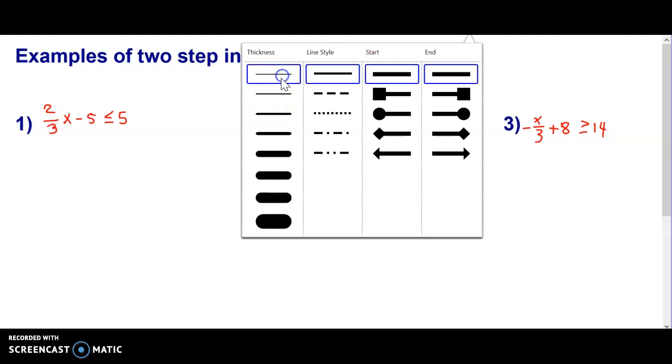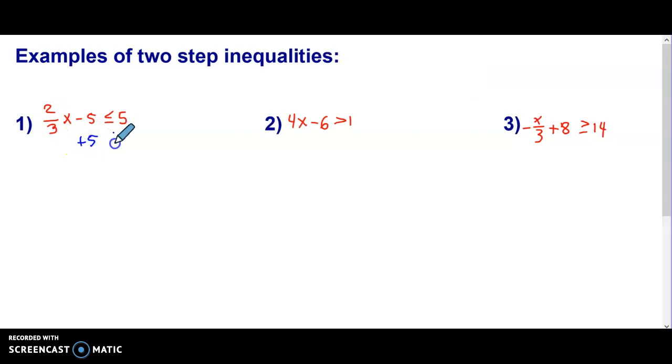All right, here we go. So I want, again, x by itself. So I'm going to add 5 to both sides. 2/3 x less than or equal to 10.